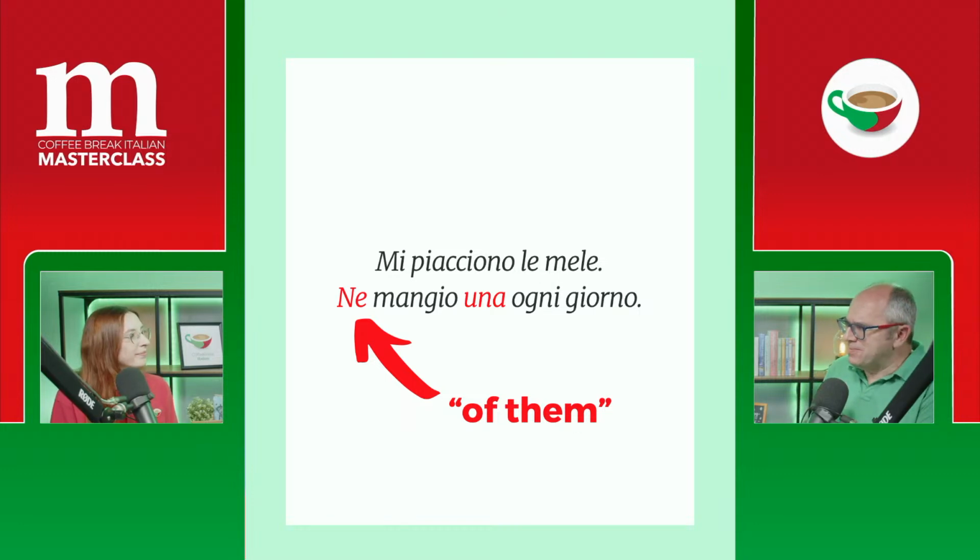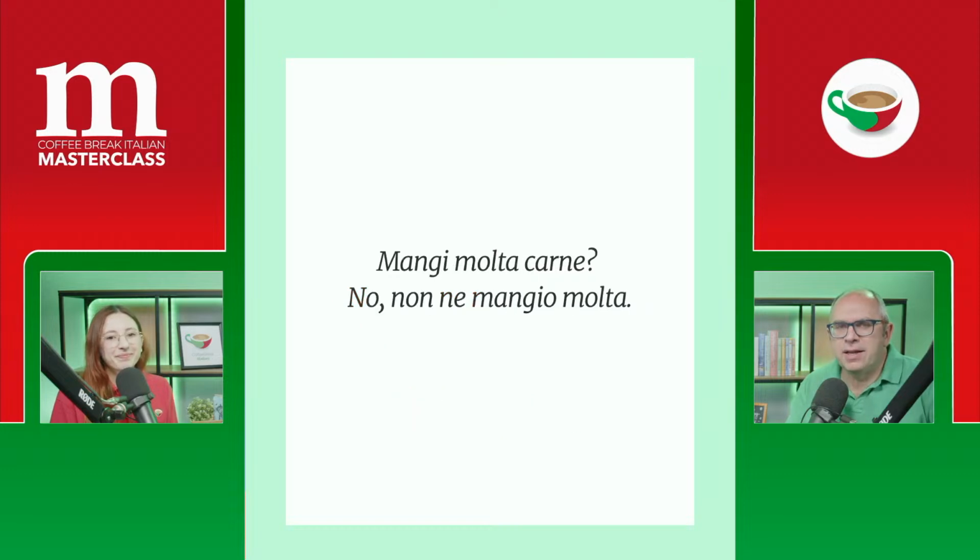Now, in English, would we say I eat one of them? No, that's why ne is quite interesting and important. Because ultimately in English we'd be more likely to say I eat one every day. Exactly. We don't need the ne. But of course, when we're translating from English into Italian, that's when it gets more complicated because we forget that we need to mention the of them, the quantity. Yes. Let's look at another example.